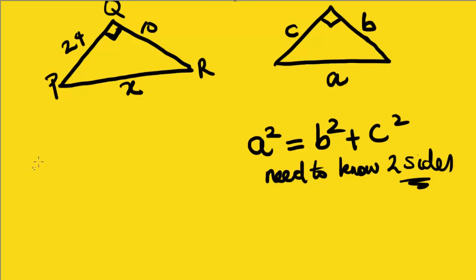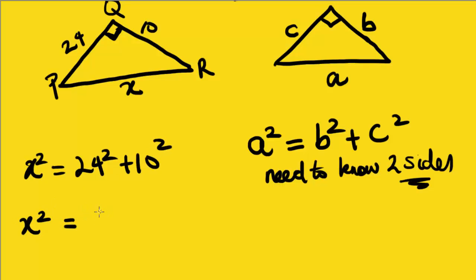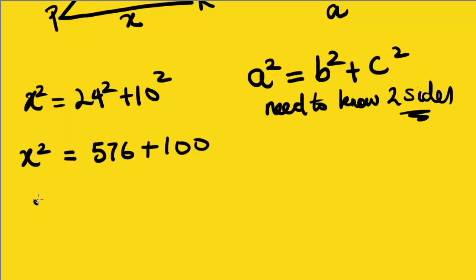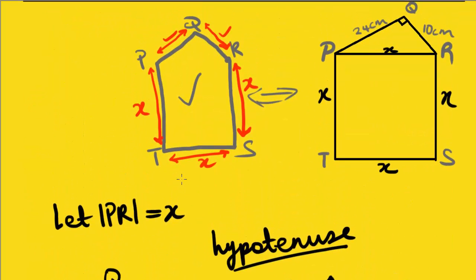So applying the rule, the hypotenuse, as you can see, is always the side opposite to the right angle. In this case, that's x. So x squared must be equal to 24 squared plus 10 squared. Therefore, x squared is equal to 24 squared, which is 576, plus 10 squared, 100. Therefore, x squared is 676.